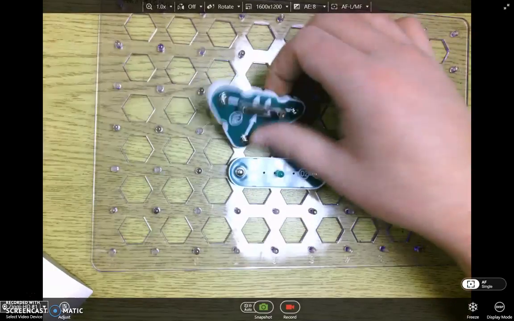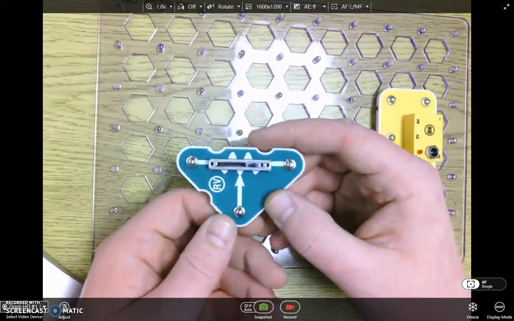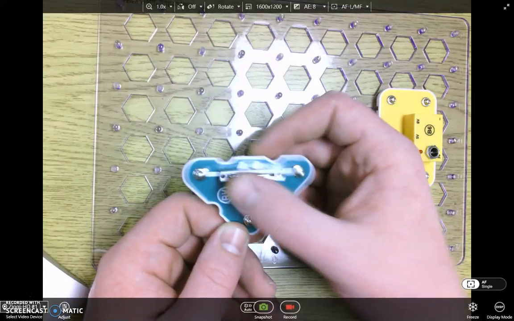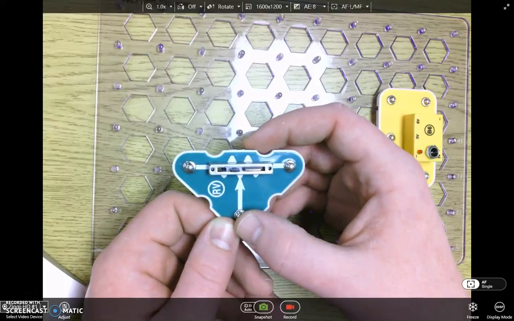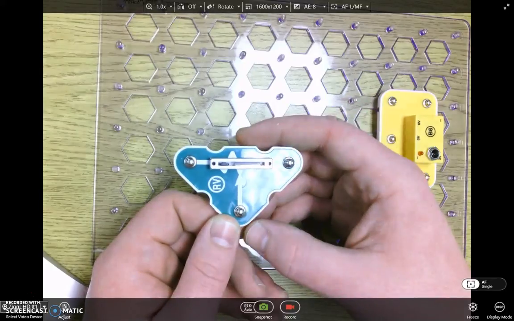All right, here is the potentiometer. Now be careful because there are other parts that look a lot like this, but this one, you'll notice you can slide this little black piece. It's a slider. It slides across. That's how we know we've got the right piece.